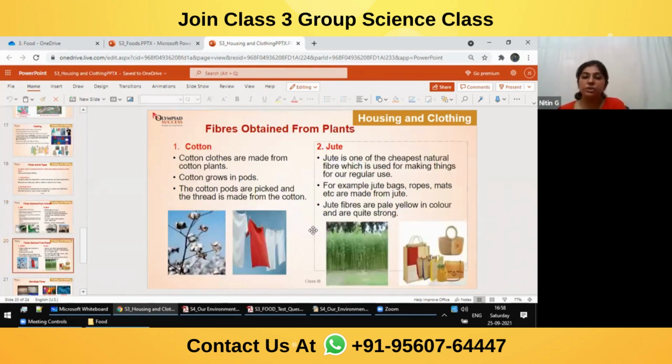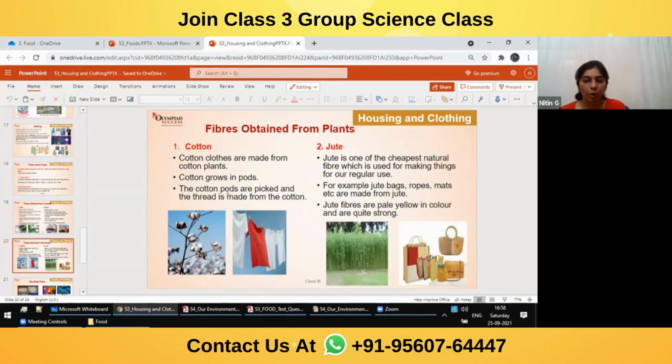Coming to the fibers which are obtained from plants. We have done animals, now we are studying plants. Cotton. Cotton clothes are made from cotton plants. Can you see here? The seeds of cotton are there, around which the cotton fibers are there. Okay, this is how the cotton plant looks.